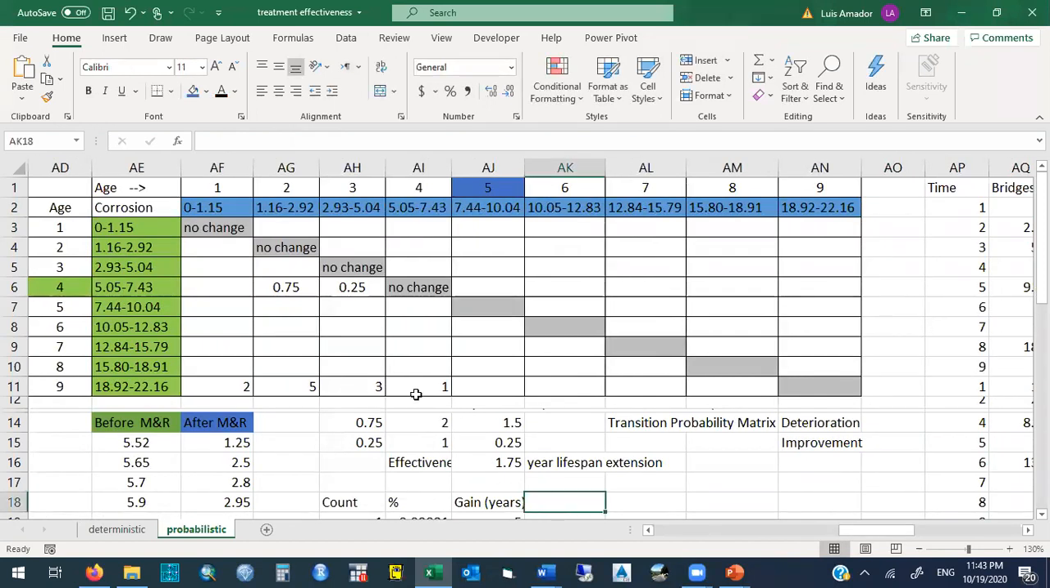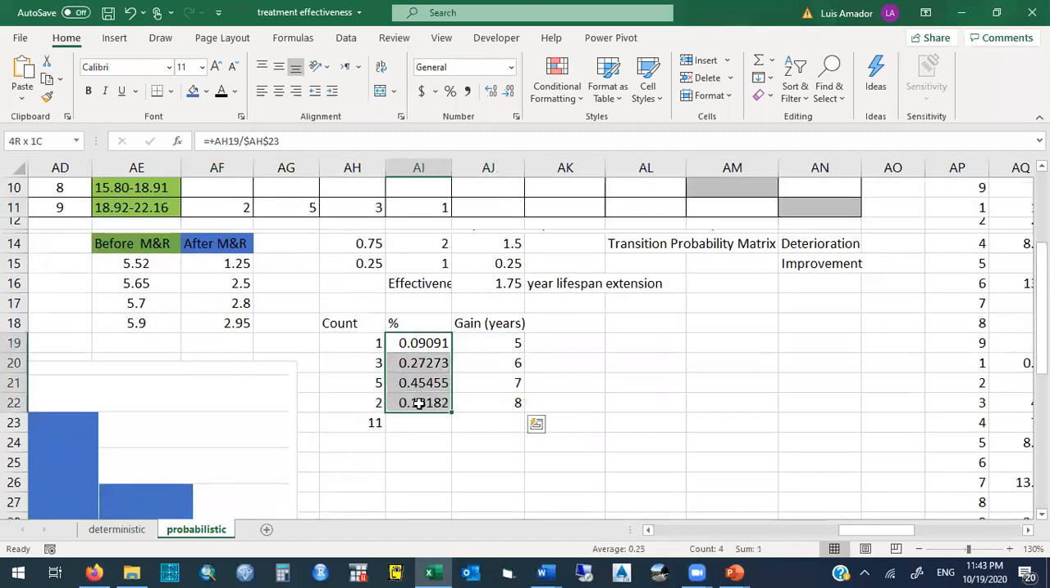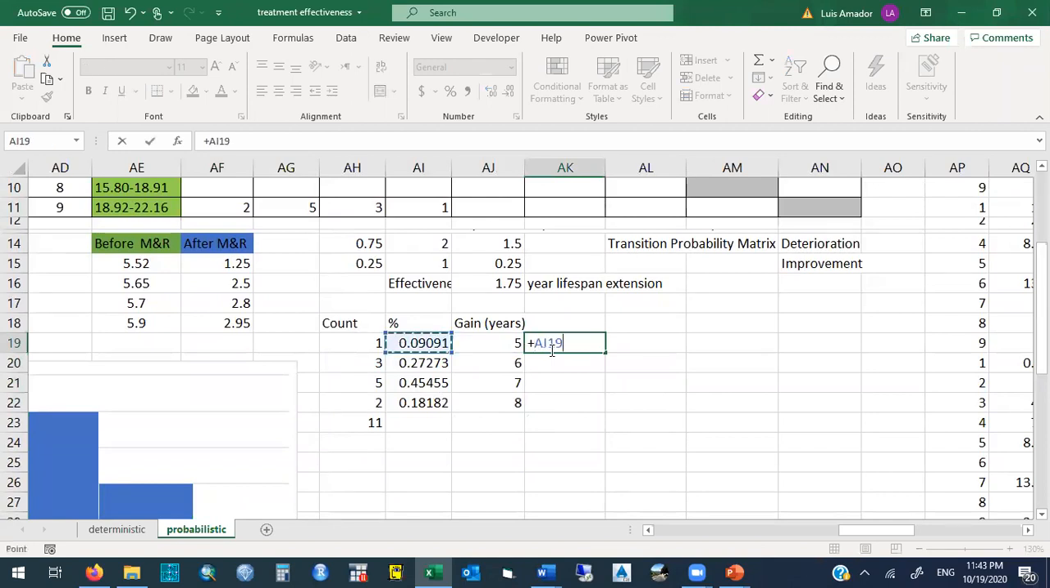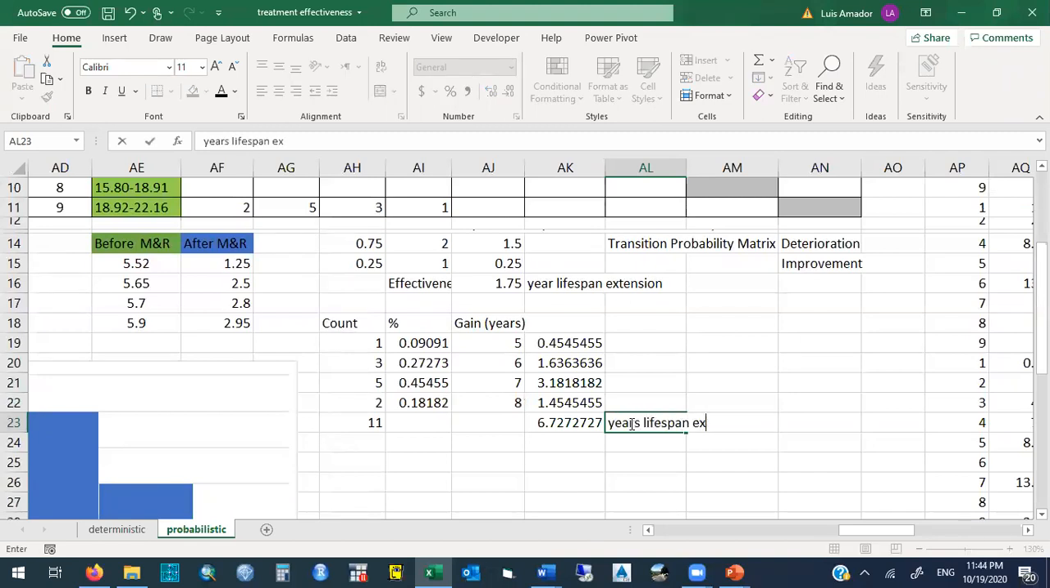Now, going back to the example then, from here, this value is the same as this, so that means no change, no improvement. This means 1 year, 2 years, 3 years, 4 years, 5 years, 6, 7, and 8 percentages. And then I get a weighted average, so I'm just gonna multiply this. So 6.77 is the number of years of lifespan extension.